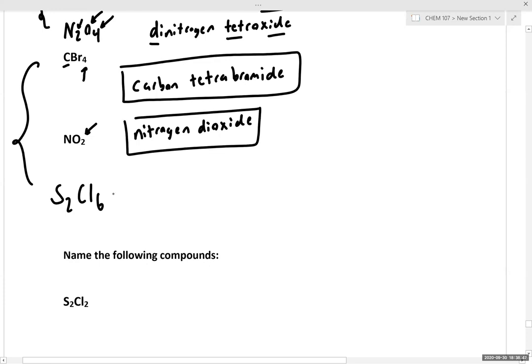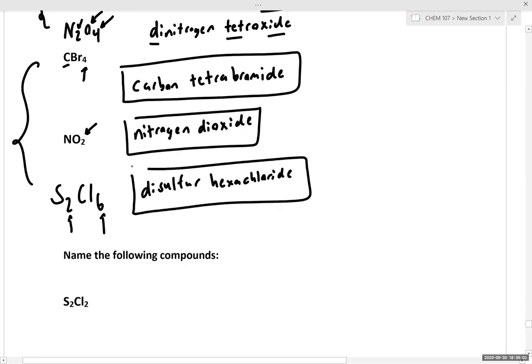Okay, so looking at S2Cl6, we write a prefix because we have 2 of our first elements. So we write this as disulfur. We have 6 chlorine, so we name this as hexachloride. Any questions on these 3 naming examples?